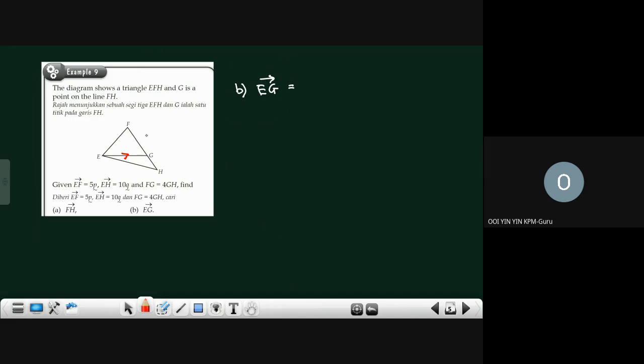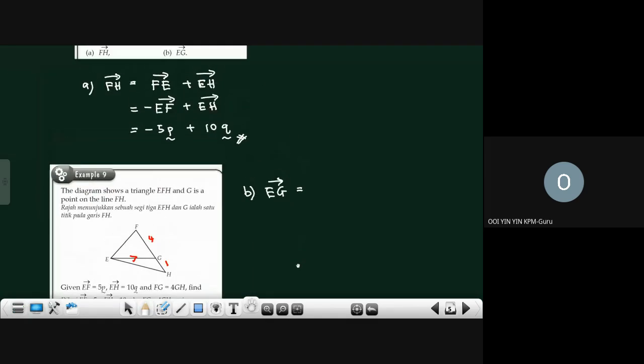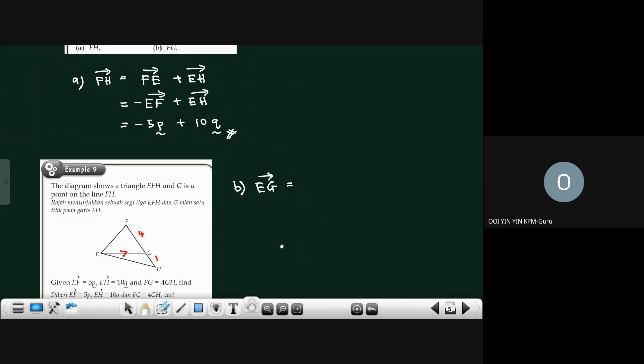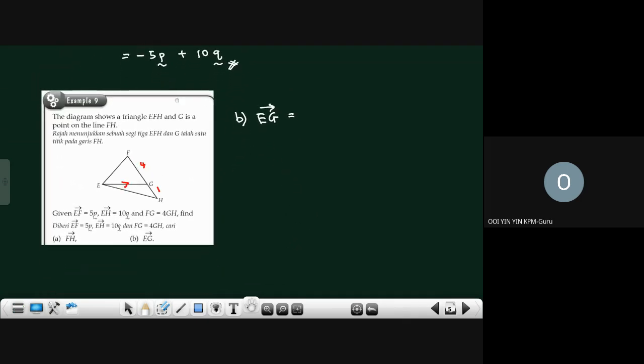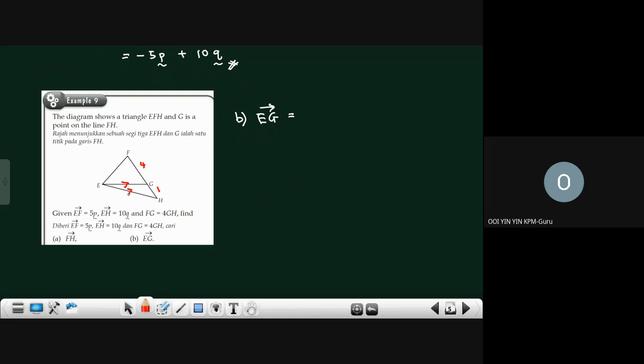And then you remember just now, your FG is 4 and here is 1, the ratio, right? And in the first question, part A, we already found our FH, and we are going to use it. FH is negative 5P plus 10Q. We need this one. So, FG, take a look. How do we get FG? We can use EF, then GH.